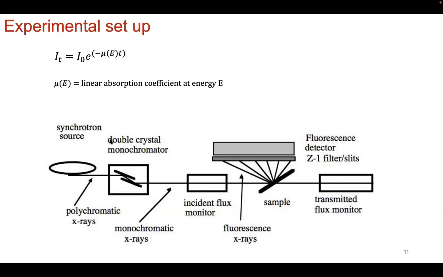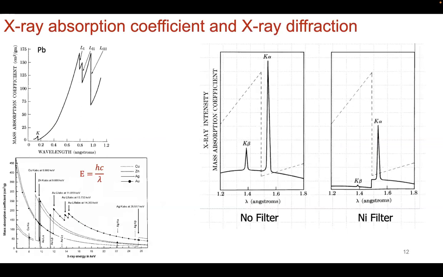All right, so why does this matter? Why do we need to know the linear absorption coefficient? Well, that ties back in with something that you are probably all familiar with, which is X-ray diffraction. Here we see X-ray absorption, so this is the mass absorption coefficient, which is normalized by the density of the material, so it's mu divided by the density. Here's an example of lead.